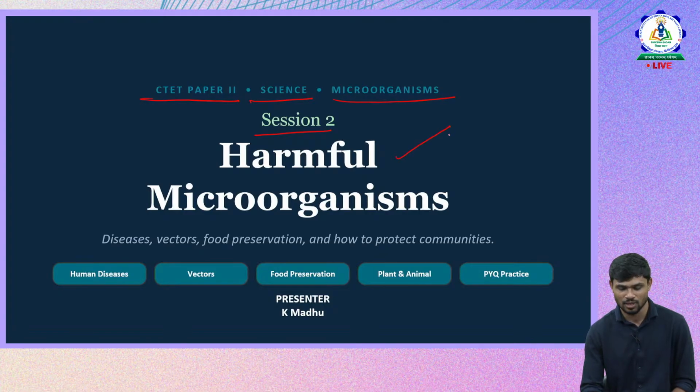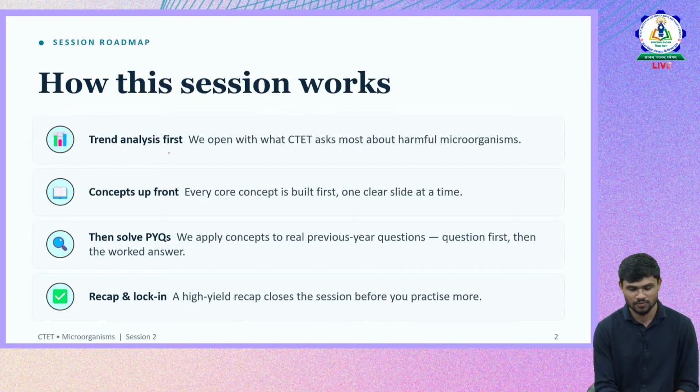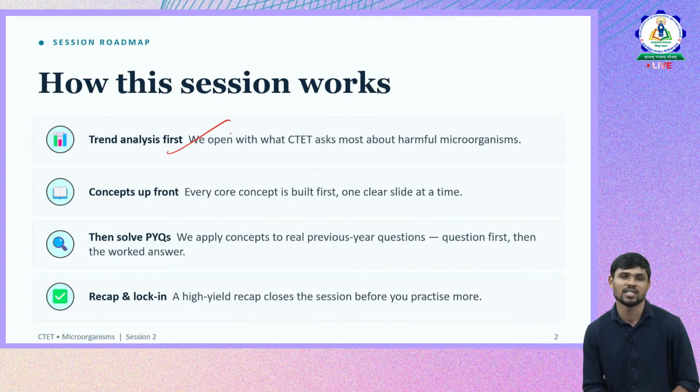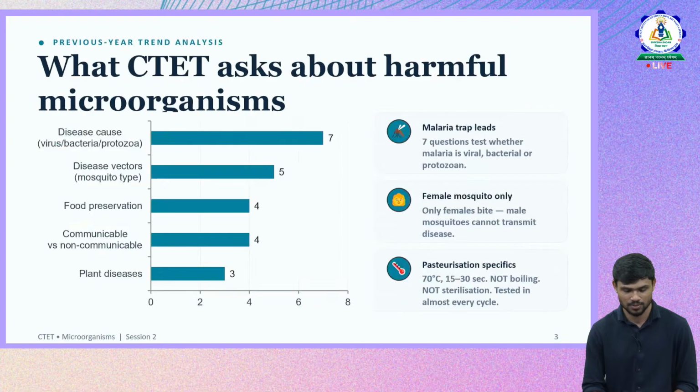We are going to discuss harmful microorganisms and how they are harmful, what kind of diseases they cause, what kind of diseases are caused in plants, and what kind of diseases are caused in animals. We will focus more on these things. First we'll see where CTET is majorly focusing, what concepts they are covering, and where specifically in those concepts. Let us see the content that is very relevant. Again, we'll be discussing the factual content necessary in this subtopic, then we'll solve previous year questions based on those factual concepts.